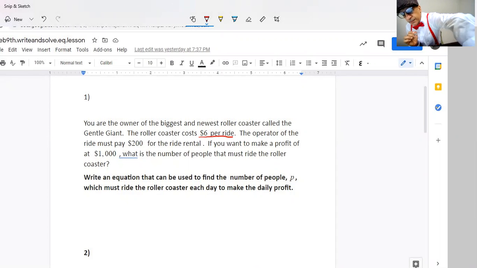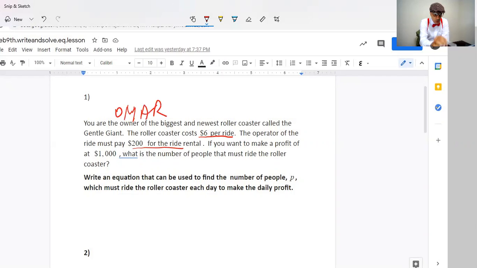The operator of the ride must pay $200 for ride rental. Okay, so let's call this person Omar. Omar's job is he runs a ride, let's say at Great Adventure, and he charges each person $6 that goes on the ride. But Omar doesn't own the ride. He rents the ride for $200. Okay, he wants to make $1,000. How many people have to go on the ride for him to make $1,000?